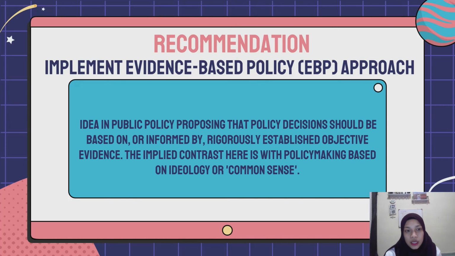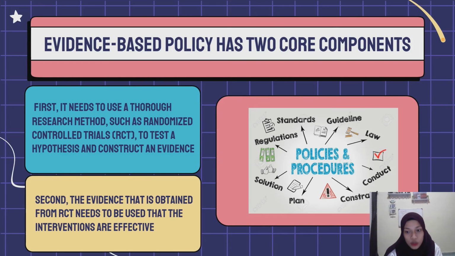Next is the recommendation. Firstly is to implement evidence-based policy (EBP) approaches, either in public policy, proposing that policy decisions should be based on or informed by previously established objective evidence. The contrast here is policy making based on ideology and common sense. Evidence-based policy has two core components. First, it needs to use a true research method such as randomized control trial (RCT) to test a hypothesis and construct an evidence. Second, the evidence obtained from RCT needs to be used to show that the intervention is effective.